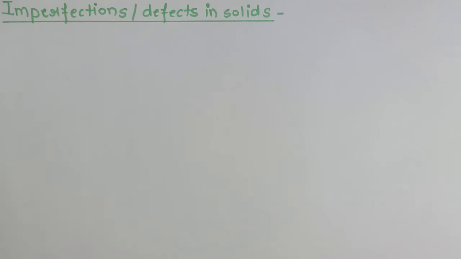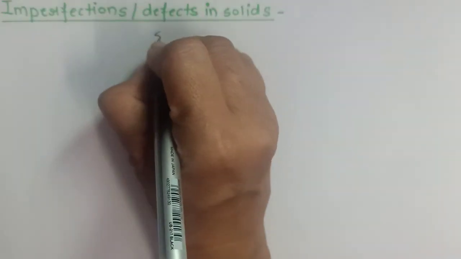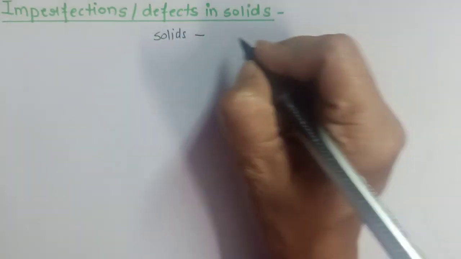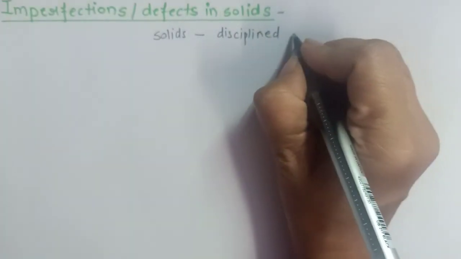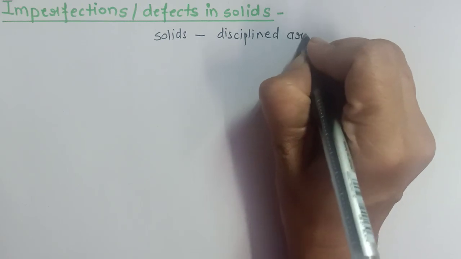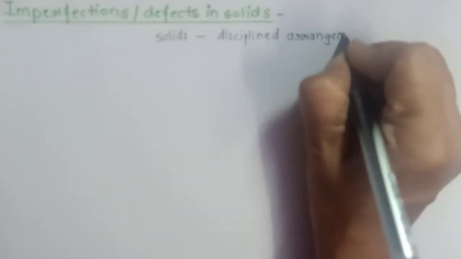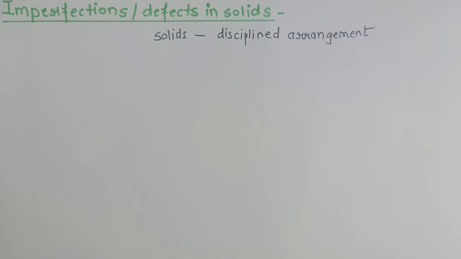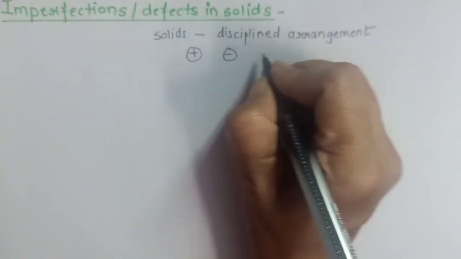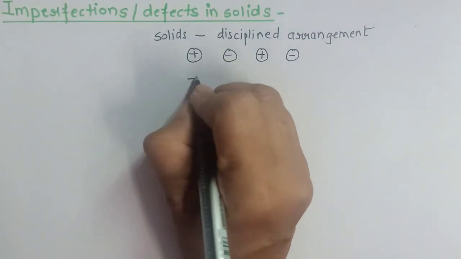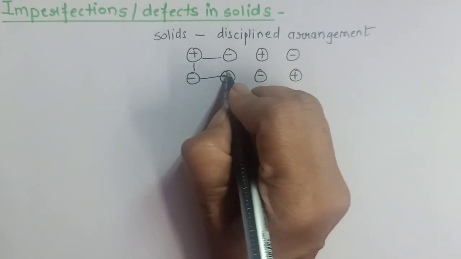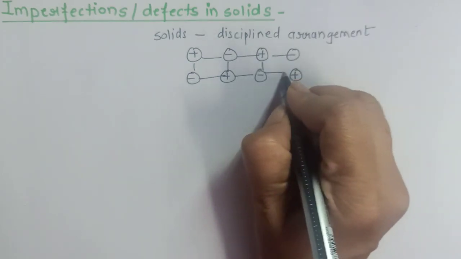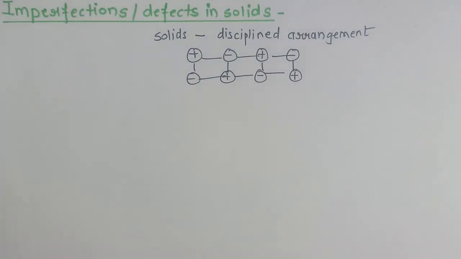Hello students. In this chapter, solid state, we are continuously discussing that solids have perfectly arranged particles. For example, one cation, one anion, one cation, one anion. This is what we call a perfect arrangement of the particles, and such a crystal is called an ideal crystal.